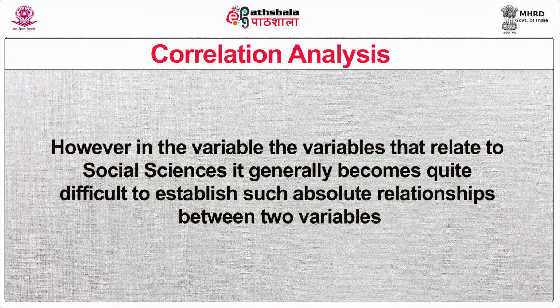Say for example, the heat increases with increase in light. However, in the variables that relate to social sciences, it generally becomes quite difficult to establish such absolute relationships between the two variables. Thus, it is always suggested that in social sciences, we must take the fact of correlation that is being estimated if in a large number of cases, the two variables in the study will always tend to move in the same or the opposite direction.